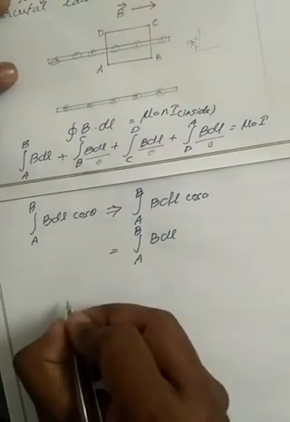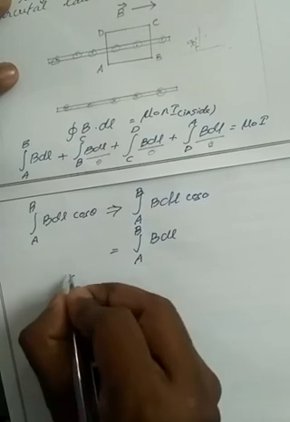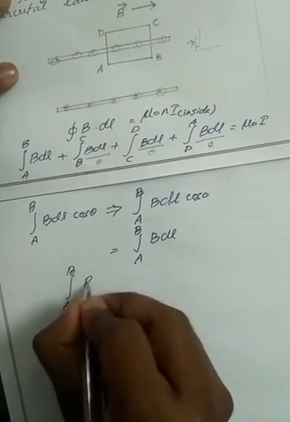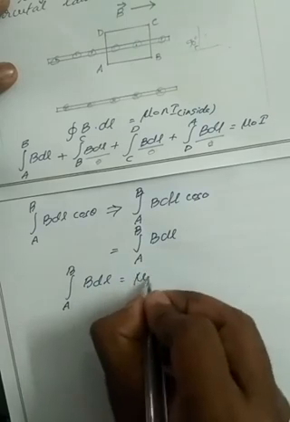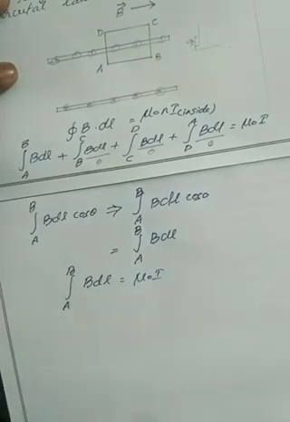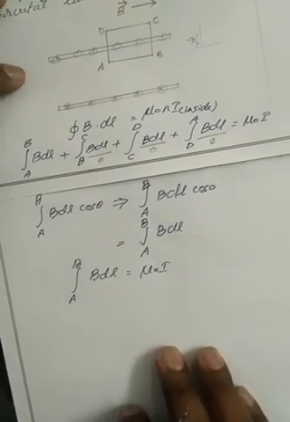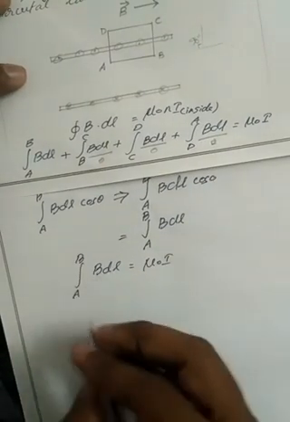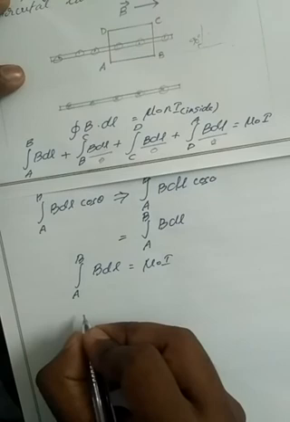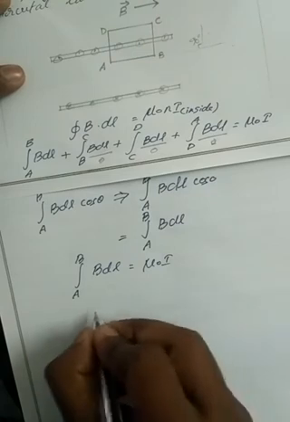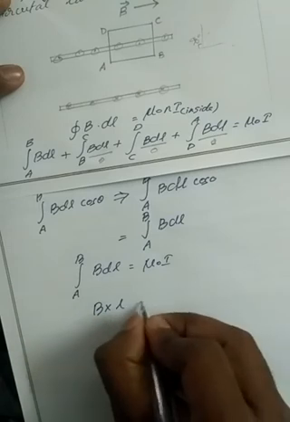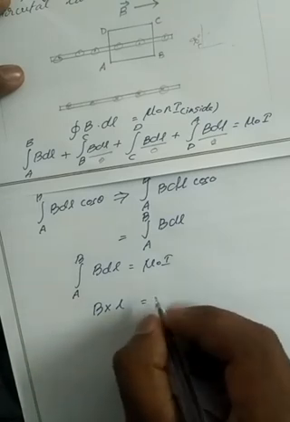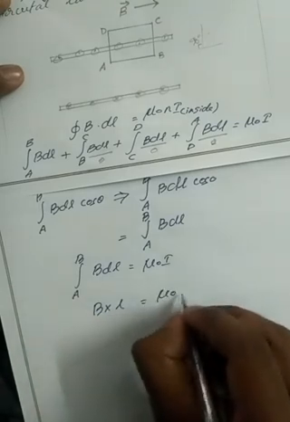Okay. So I can write, for AB, integral of B dL will be equal to mu naught I. So what is the integration of dL? Integration of dL will be equal to L. So I can write B into L will be equal to mu naught I.